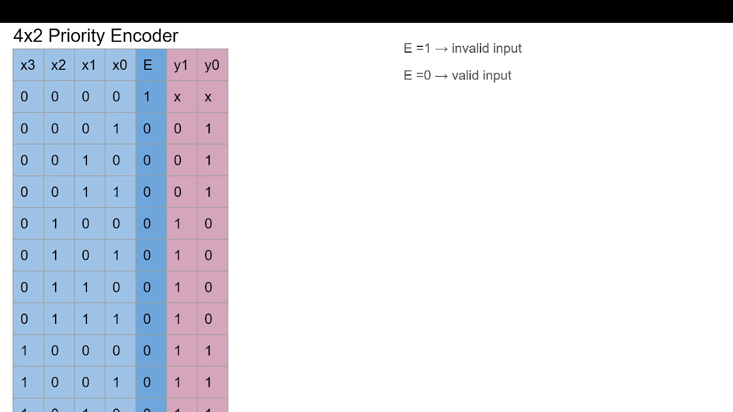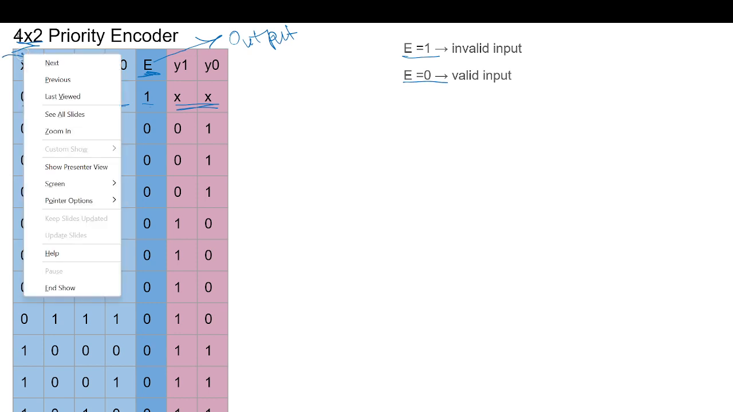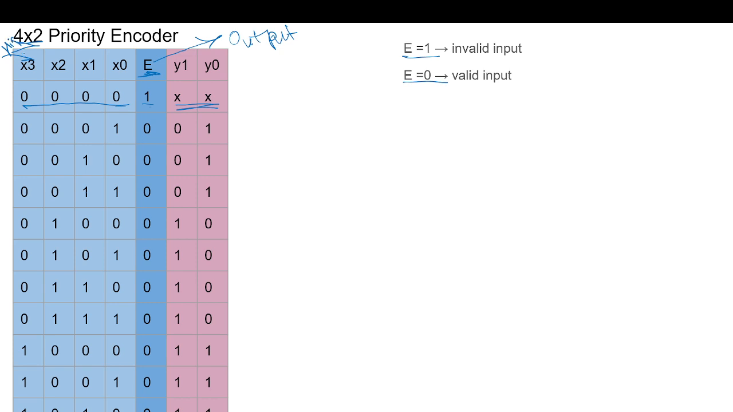So this is again the same 4 cross 2 encoder with an enable signal, and this represents the valid output. So if I have all zeros, this is an invalid sequence, and the output will be don't care. Now, if I assign a priority, this will have the highest priority, and this will have the lowest priority.